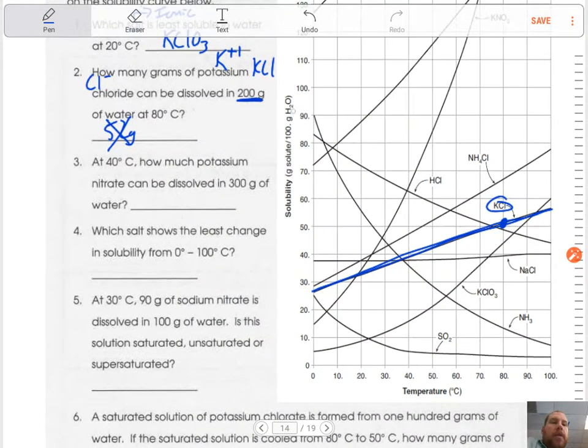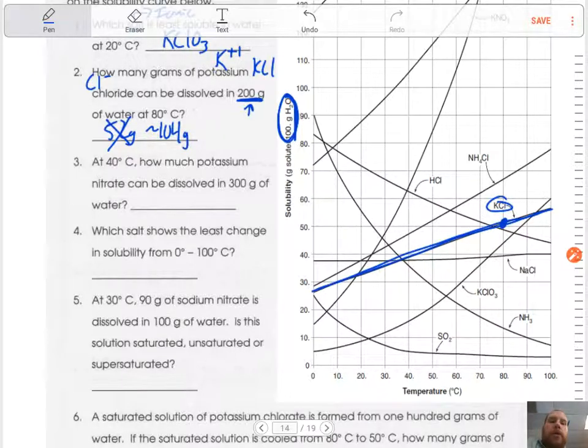Because, again, if you look over here, knowing the basics, this curve shows 100 grams of water. How much water did we have here? They said 200 grams of water. So what do you think we have to do to solve this problem? Since we doubled the amount of solvent we had, we have to double the amount of solute. So this is going to be about 104 grams.